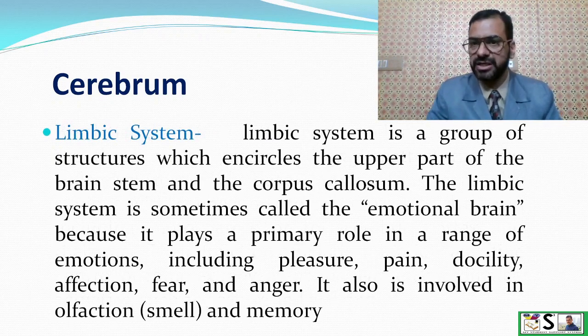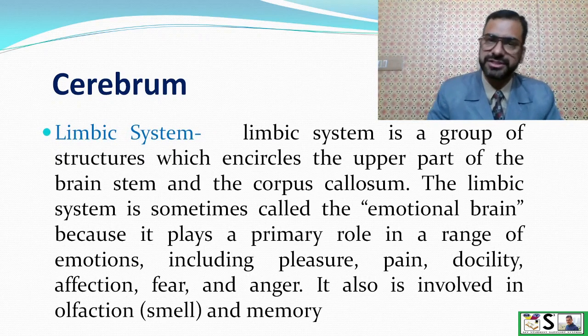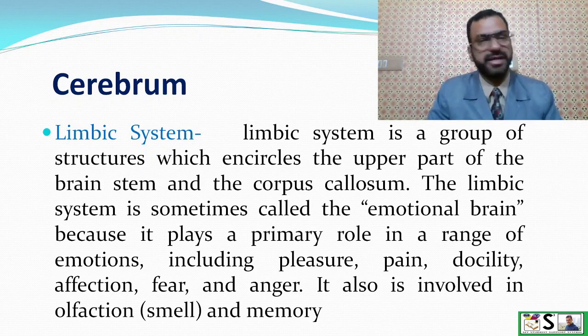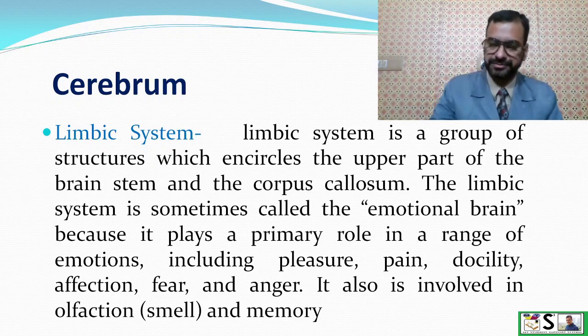Limbic system. Limbic system is a group of structures which encircles the upper part of brainstem and corpus callosum. The limbic system is also called the emotional brain because it plays a primary role in a range of emotions, including pleasure, pain, docility, affection, fear, and anger. It is also involved in olfaction and memory.